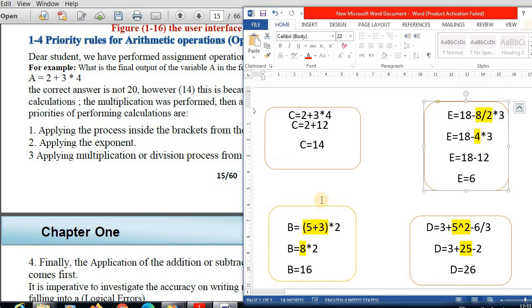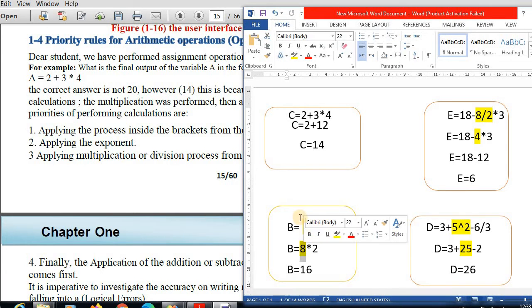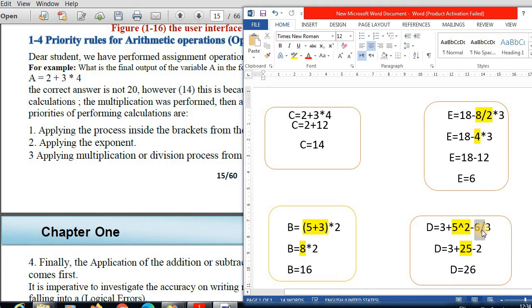For example, in these equations, we have different functions here, like plus and multiply. We start with the multiply first because this is the priority to start with. Then addition. This one, we have different functions here, so we start with the brackets to get the result of the brackets, then the multiplication. This one, we start with the power. Power has the priority here, then the multiply or divide. Here we have divide, then addition.